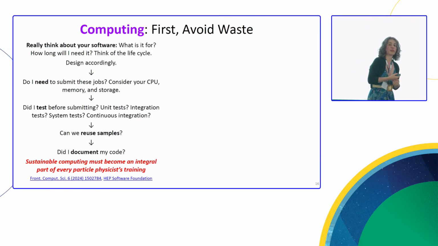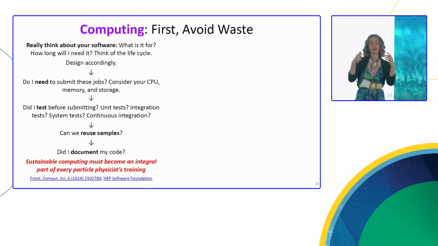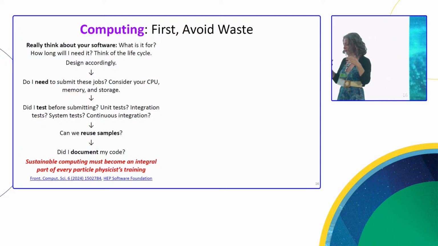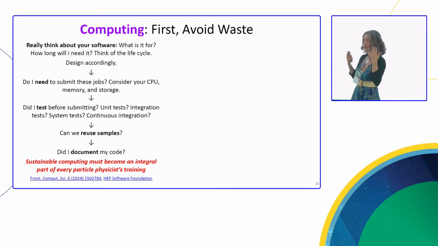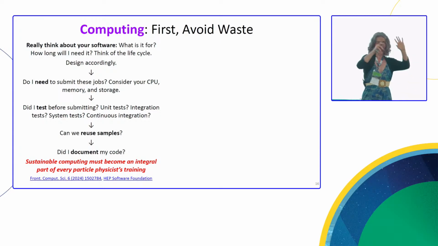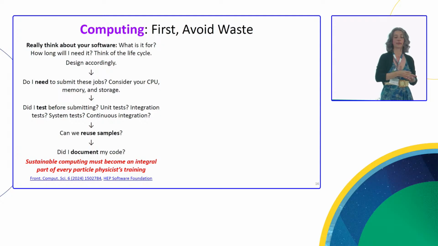Okay, and then moving on to the third part of my talk about computing. So first, we need to avoid waste. When you're designing software and maybe setting up to submit jobs, first think, what is this software for? How long will I need it? Basically, you should think about the entire life cycle and then design accordingly.